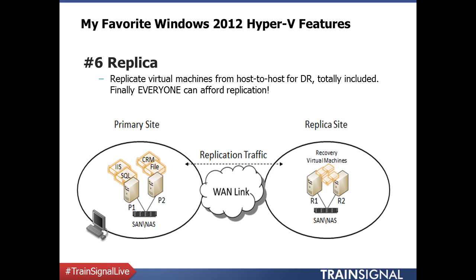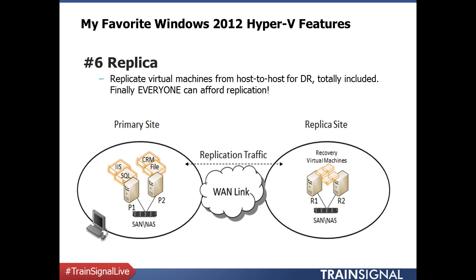Another feature that I really like is Replica, replication of virtual machines from host to host for disaster recovery, data protection purposes, totally included with Windows Server 2012 Hyper-V. And so finally, really everyone can afford replication. It's built in with Windows Server Hyper-V for you to be able to replicate individual virtual machines across a WAN link or across, let's say, a secure VPN tunnel from site to site. It's totally included, and it's surprisingly easy to use.